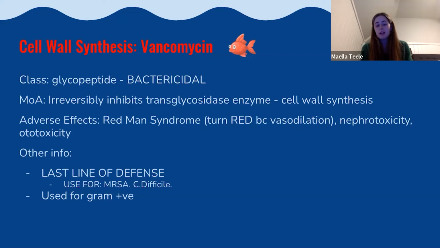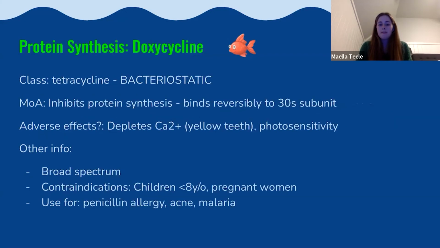Vancomycin is currently the last line of defense, so you really use it for those difficult pathogens to kill, like MRSA and C. difficile, and it's used for gram-positive bacteria as well. But something really important to note is the red man syndrome. Okay, so then the next target is protein synthesis.